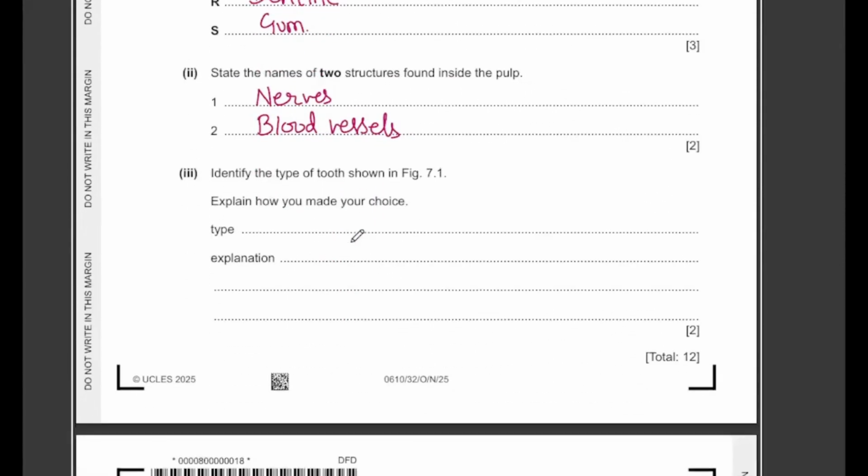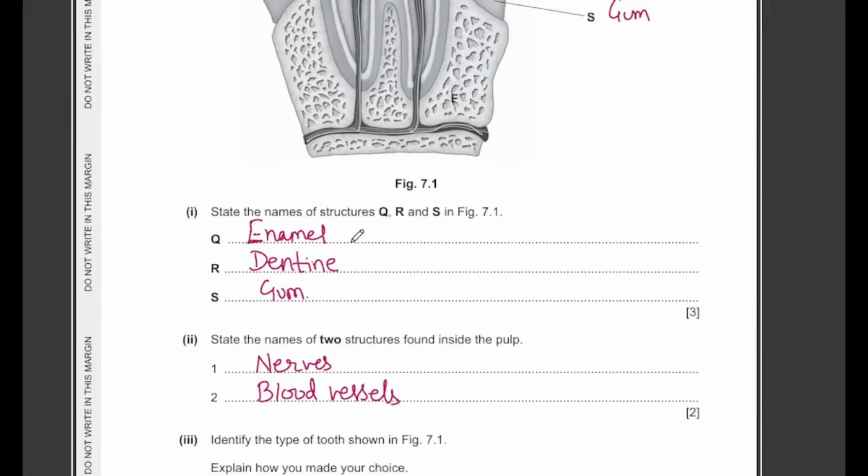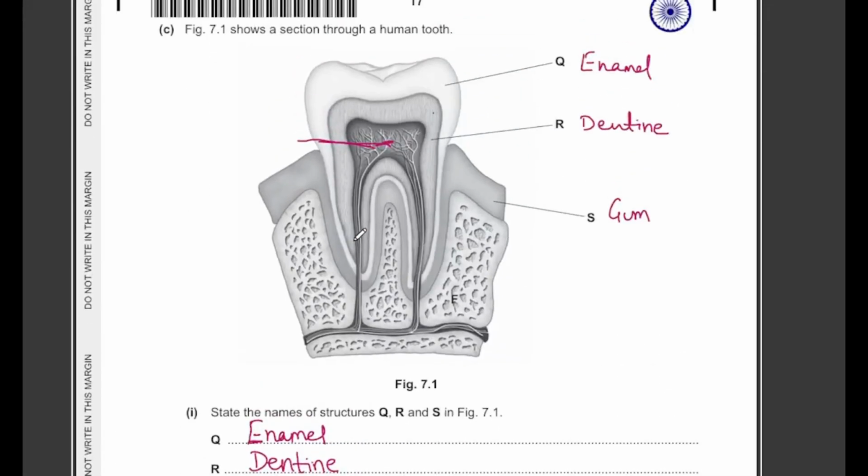Okay. Next one. Identify the type of tooth shown in Figure 7.1 and explain why you have made that choice. Now, we know there are molar, premolar, incisor and canine. How do I remember these 4 types of tooth? I just remember the acronym ICPM. IC Prime Minister. I stands for incisor, C stands for canine, P stands for premolar, and M stands for molar.